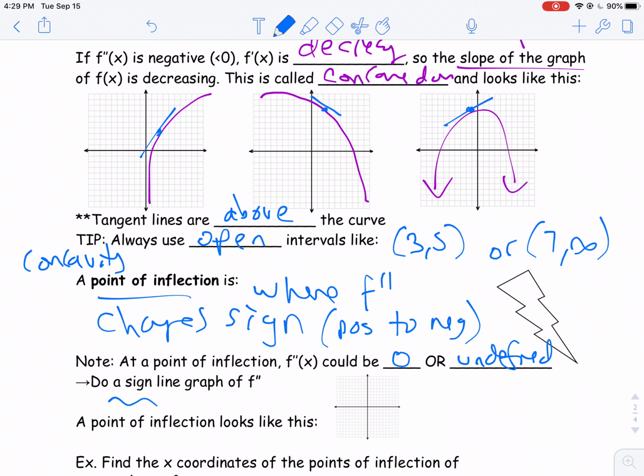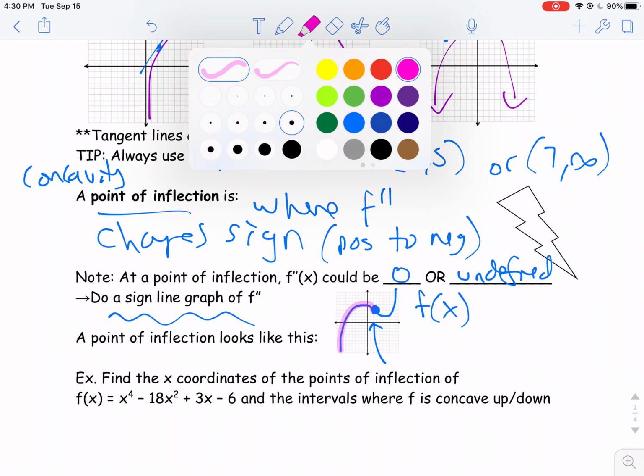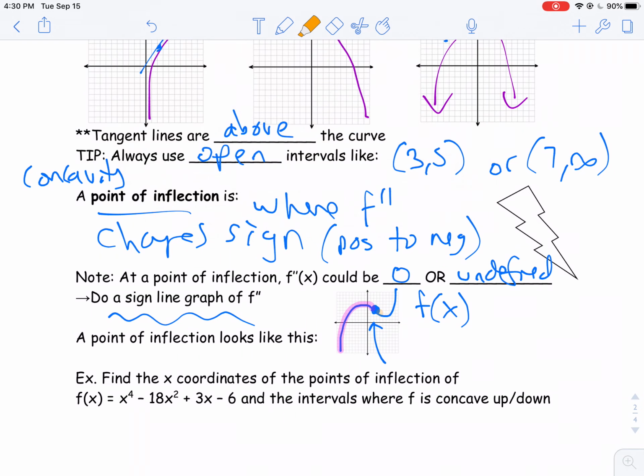And again, do a sign line graph, right? A sign line graph is what shows you where the sign changes from positive to negative. What this looks like is, say you have a graph of f of x. If you have a point of inflection, it's somewhere around there. It's hard to find the exact point without an equation, but the idea is that you're concave down on the left side of it, but, let's switch colors here, you're concave up on the right side. And again, it's hard to pinpoint the exact value, but the point of inflection would be somewhere around there.